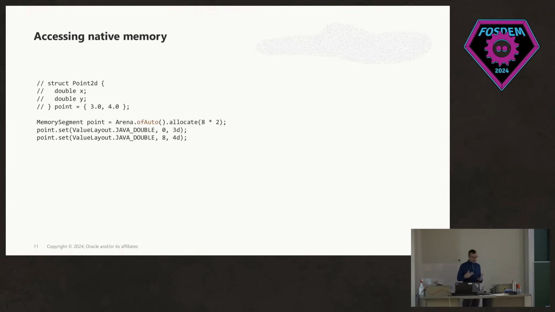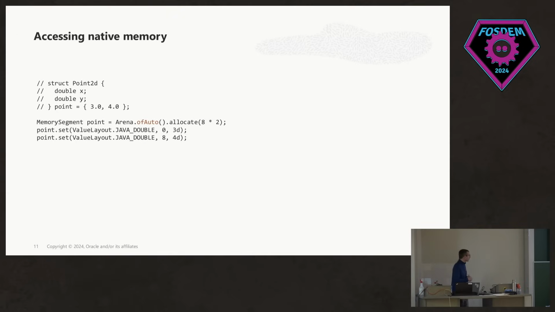We will see a little bit later what an arena is, but let's just go with me for a minute. We have to allocate a segment with 16 bytes because the coordinates are 8 bytes each. And then we put double values into each coordinate, one at offset 0 and another at offset 8. And that's how we populate the memory of that particular segment.